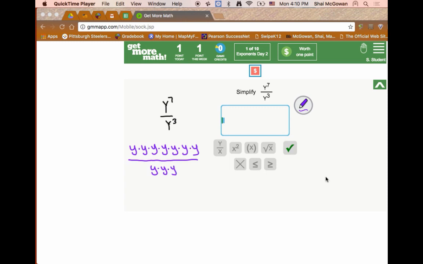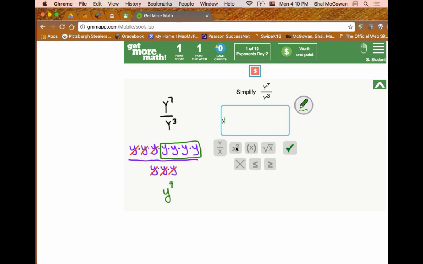1, 2, 3. And again, to divide with exponents, we cancel what looks like on top with what's on bottom. So if we cancel this one, we're going to cancel this. We're going to cancel this, we're going to cancel that. We're going to cancel that, we're going to cancel that. What are we left with? Well, we're left with just this. And so what is our answer? Our answer would be y to the 4th. And that's what we're going to type in GMM.